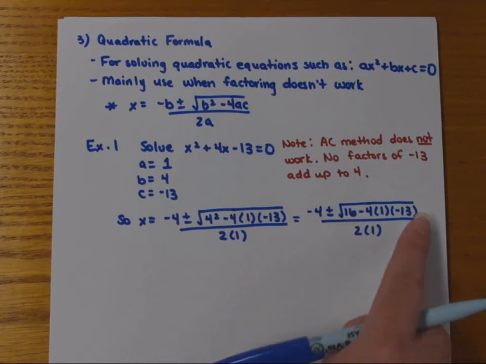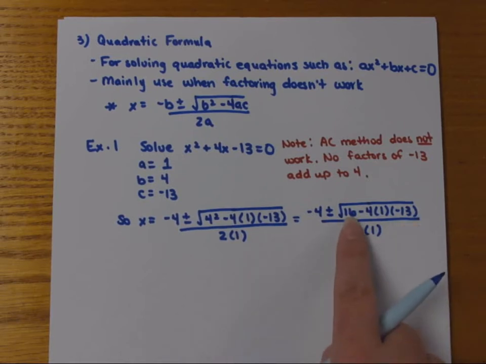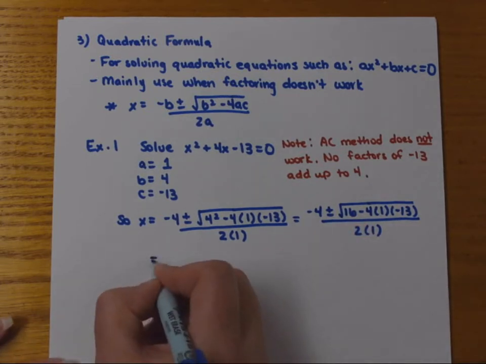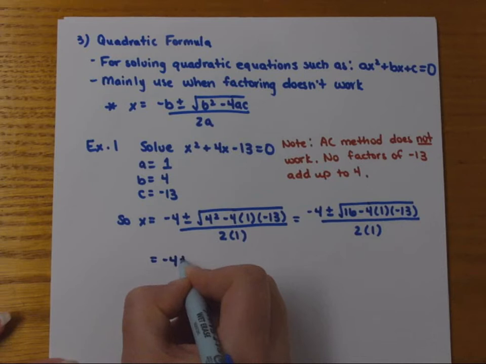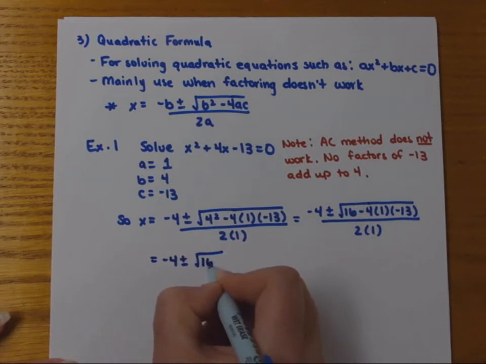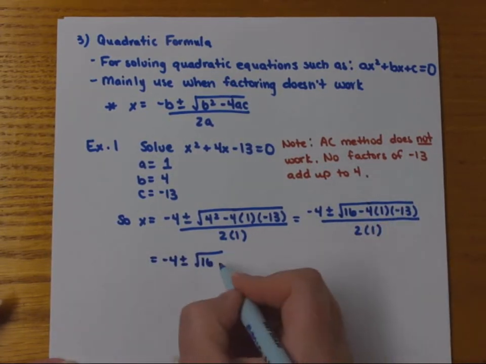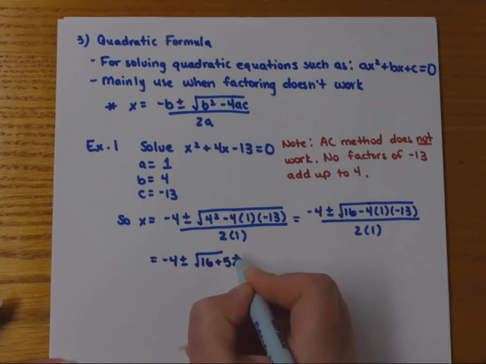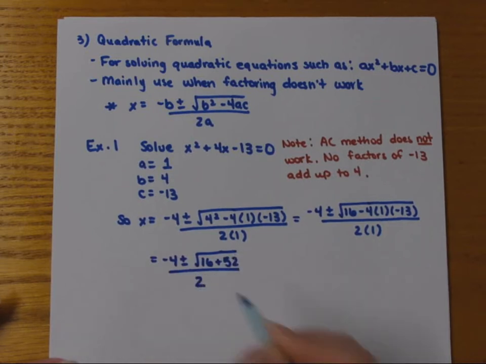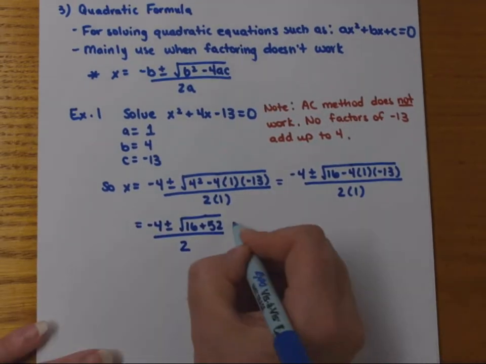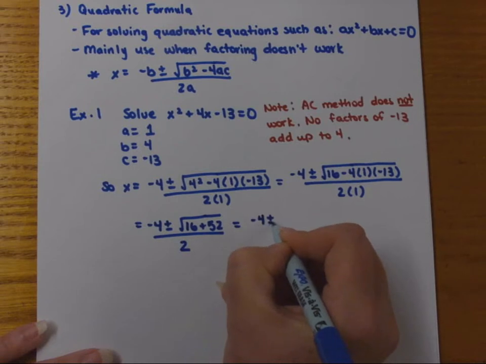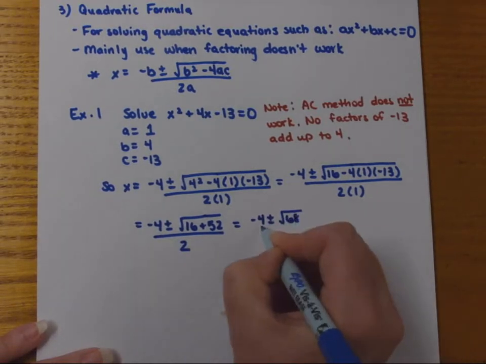So this piece that I'm pointing at should always be positive. Not everything, okay? You might have a negative answer in the end, but the part right here where you have b squared should always be positive, okay? So now let's multiply. That's the next step in the order of operations. So I've got 16. Negative 4 times negative 13 is positive 52. And then 2 times 1 is 2. So I end up with negative 4 plus or minus the square root of 68 over 2.